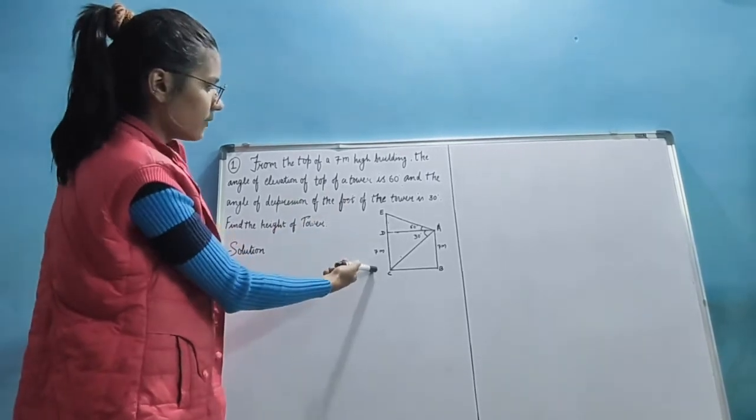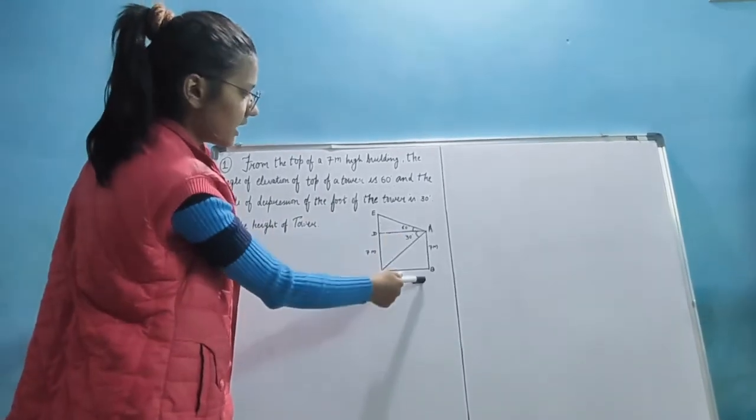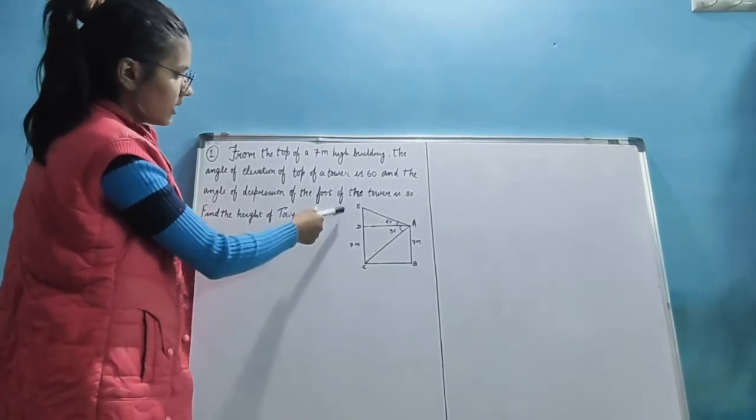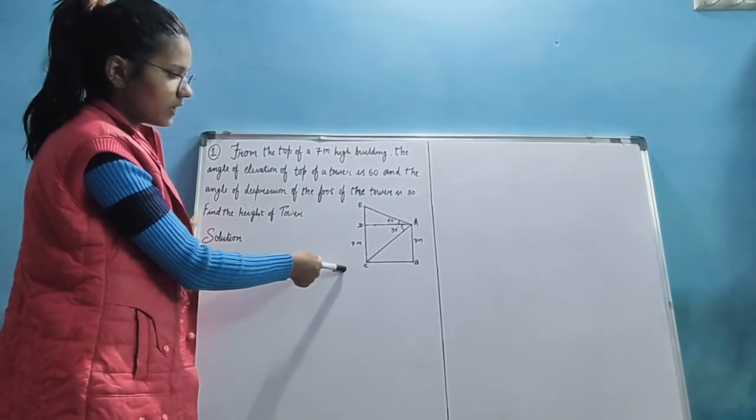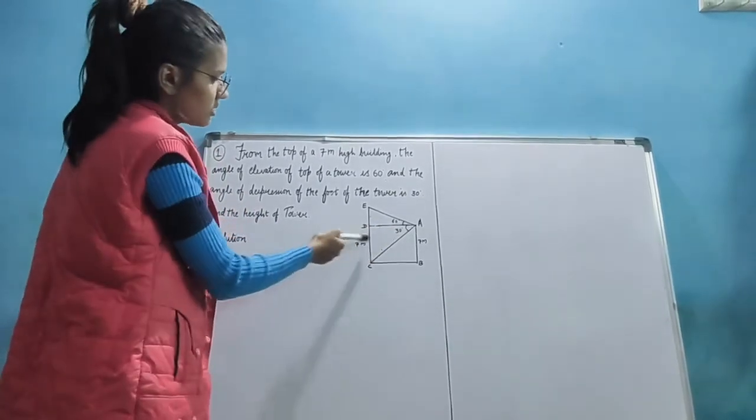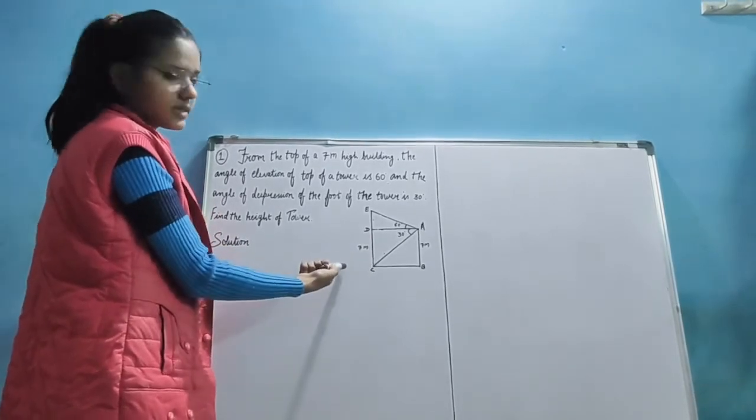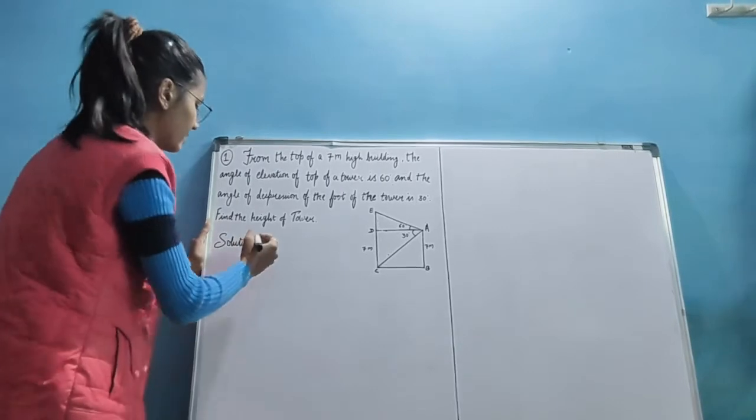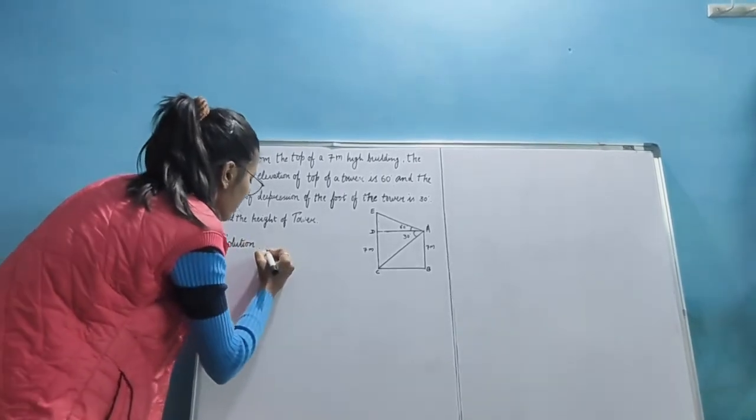I have made a diagram for your convenience in which I take AB as a building and EC as the tower. Here we have to find EC, the height of the tower. But AB is already given, which is 7 meter. So CD is also 7 meter because it is also the height of the building. So let's start it. Solution.